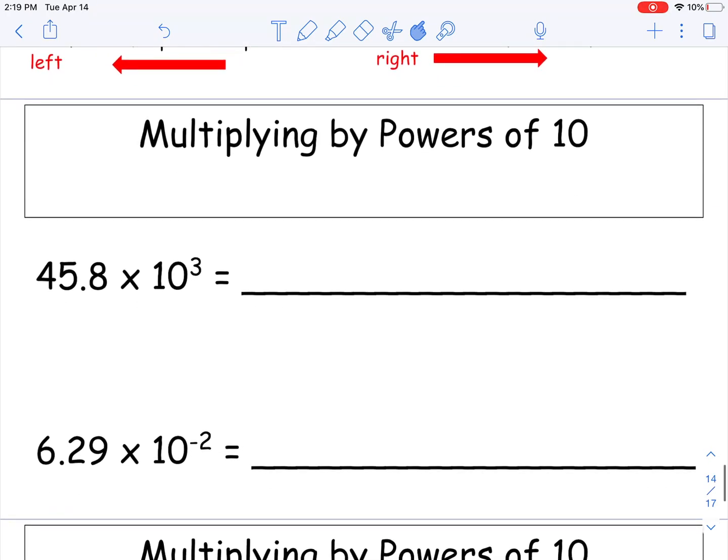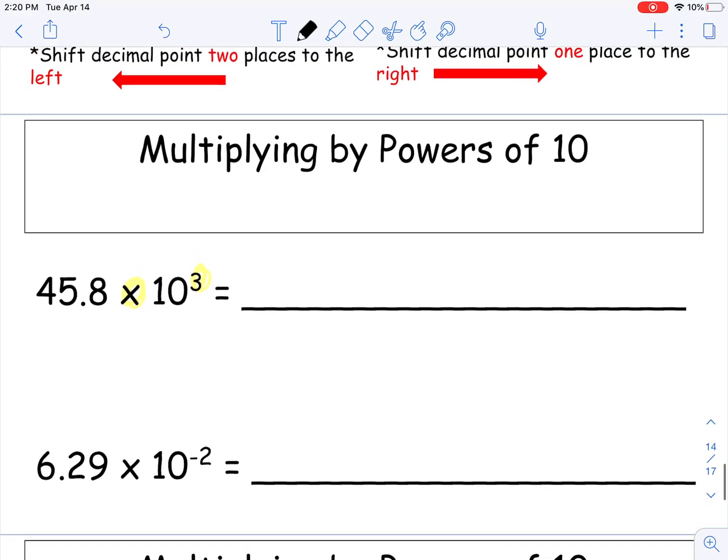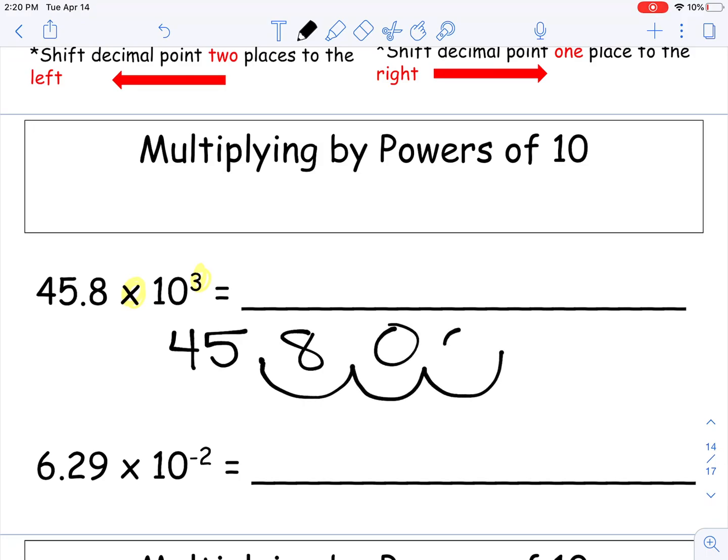So, first things first, check your sign here. It's positive. It's multiply, so positive and multiply means my decimal is going to move to the right. So I have 45.8. We're going to move it 1, 2, 3 places to the right, fill in those placeholders. So then my final answer would be 45,800.